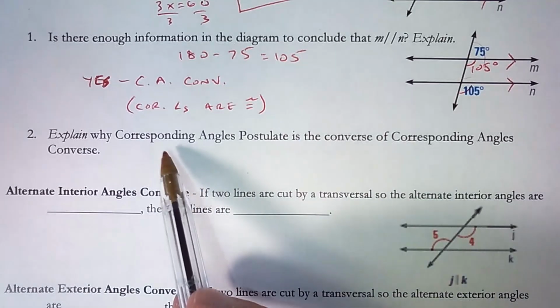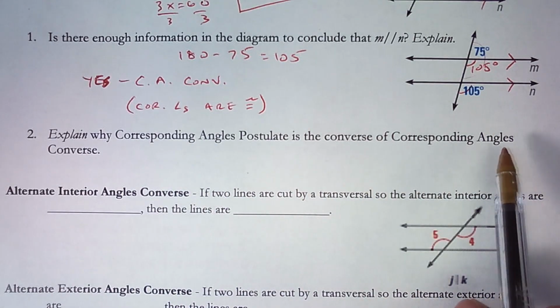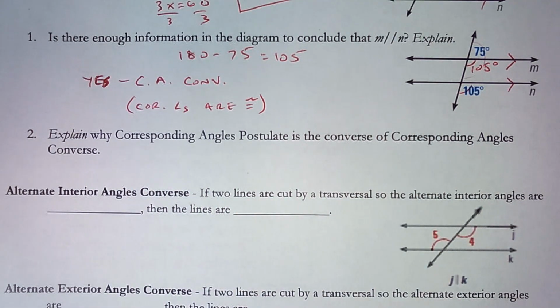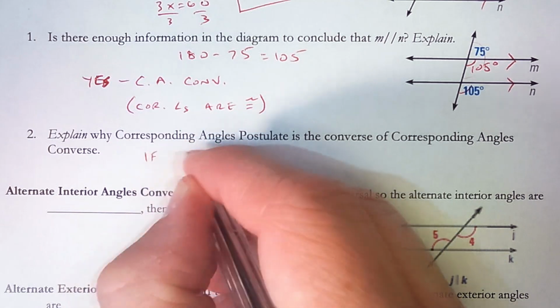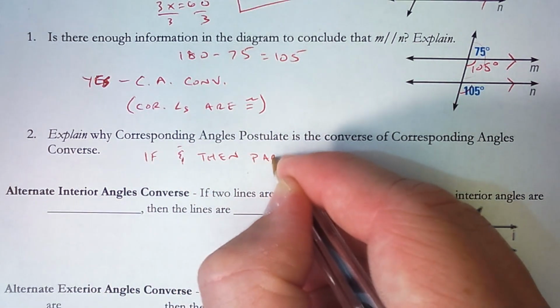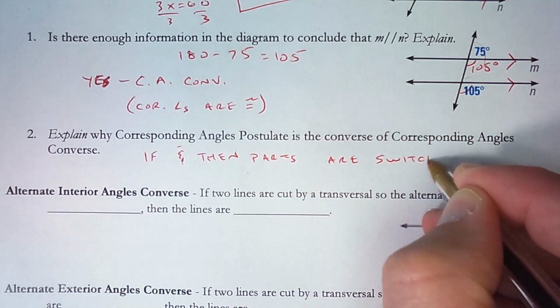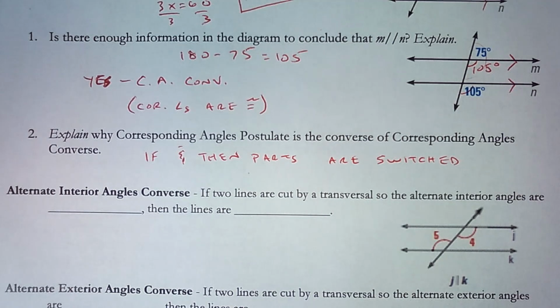Okay, explain why corresponding angles postulate is the converse of corresponding angles converse. And I already talked about that a little bit. It's because the if and then parts are switched. That's what a converse means. The if and then parts are switched.